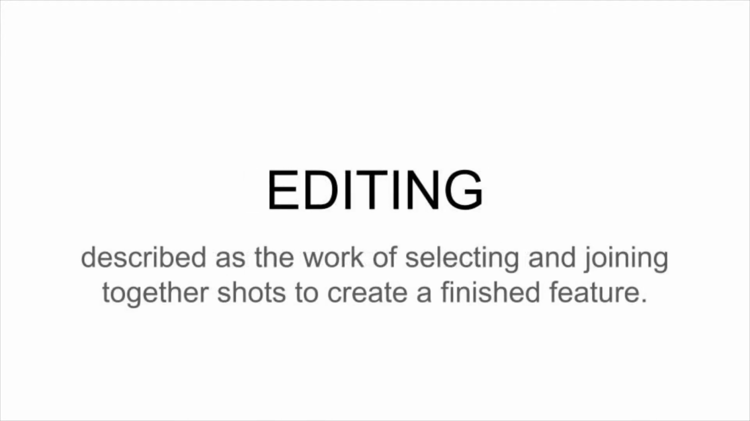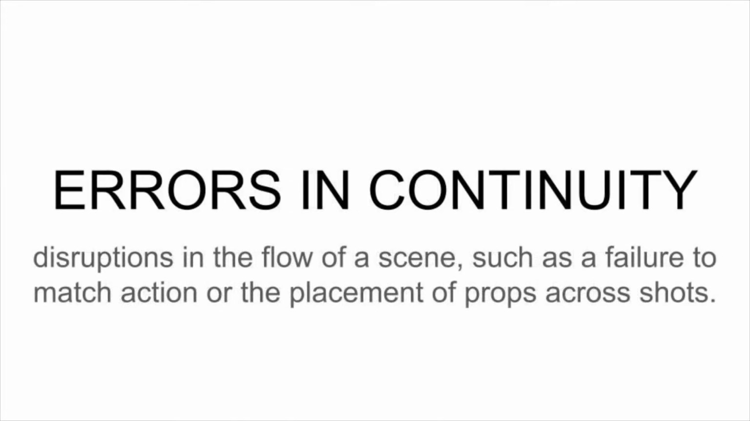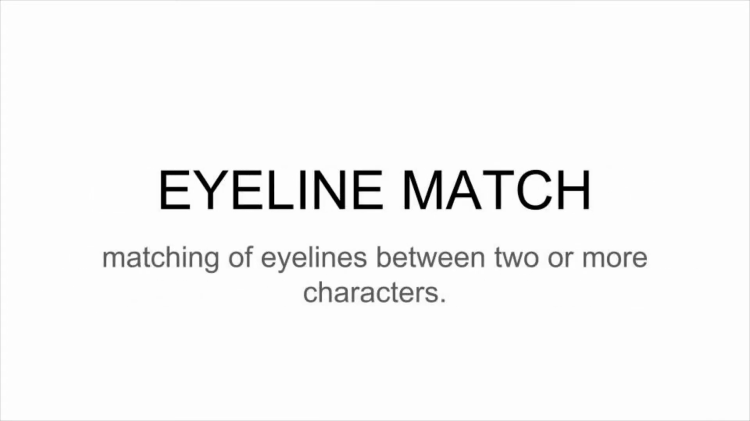Editing as a whole can be described as the work of selecting and joining together shots to create a finished feature. Errors in continuity are disruptions in the flow of a scene, such as a failure to match action or the placement of props across shots. An establishing shot is normally taken from a great distance or from a bird's eye view. This establishes where the action is about to occur. Eyeline match comes from the matching of the eye lines between two or more characters.